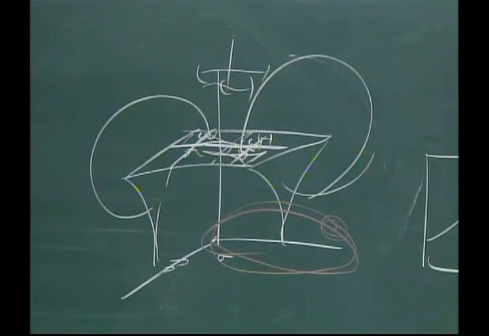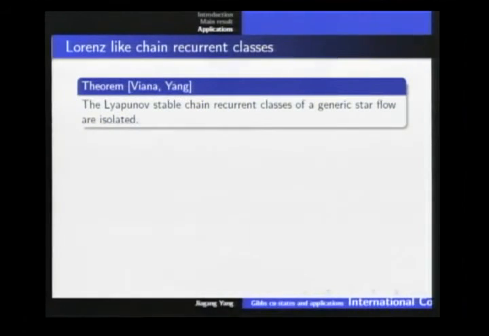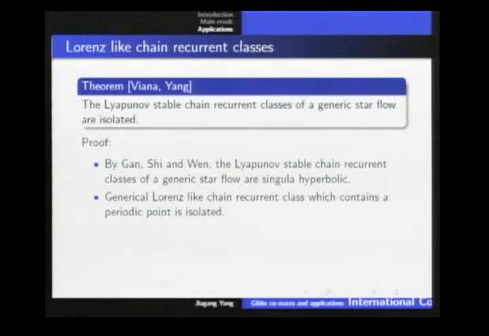In the three-dimensional case, Arroyo, Pacifico, and Pujals considered a one-dimensional map and did some argument to say that, okay, even when cut, you can still get enough expansion. This enabled us to get the expansion, something like that. But that argument needs an isolated property, needs to be isolated from the other classes. But now we don't have it. So what do we do? I said I don't like to do the calculation. By Shan Gan, Shi, and Wen, the Lyapunov stable Chain recurrent class of a generic star flow is always singular hyperbolic.